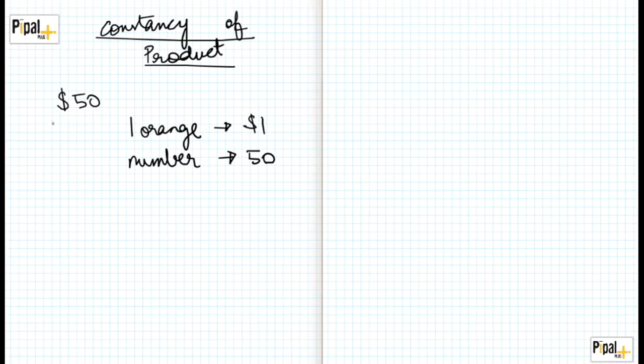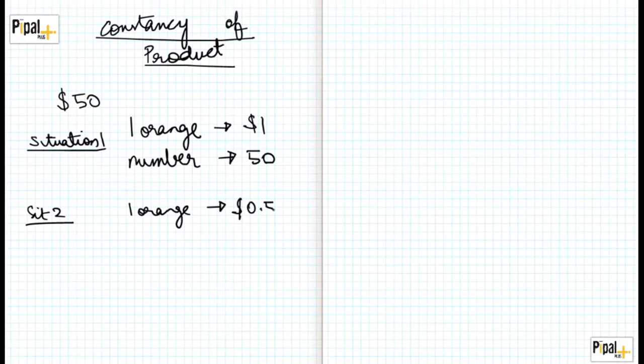However, this is one situation. If there were another situation such that one orange now costs half a dollar, in this case the number of oranges that I can now buy increases to 100, right? The whole point is that the amount of money, the amount of dollars I have in my pocket to spend on oranges is a constant. So if this were to increase, this goes down and vice versa, right?